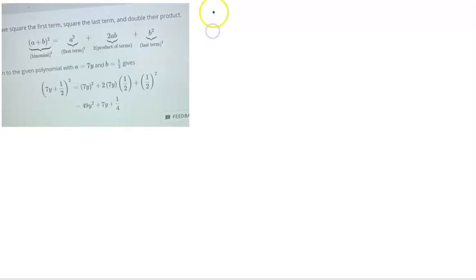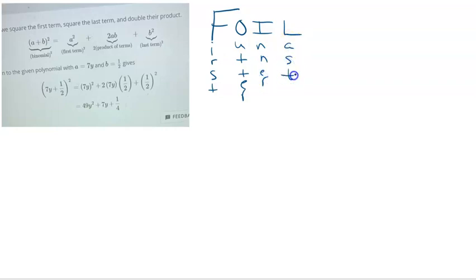I call it the FOIL method. So F-O-I-L, and that represents first, outer, inner, and last. So whenever you have a binomial, and a binomial just means a polynomial that has two terms, like we have here, a plus b or 7y plus 1/2, and the squares on the outside, instead of using this crazy formula they give you, which to me is one more thing to memorize, do this as you've probably already done some of your problems.